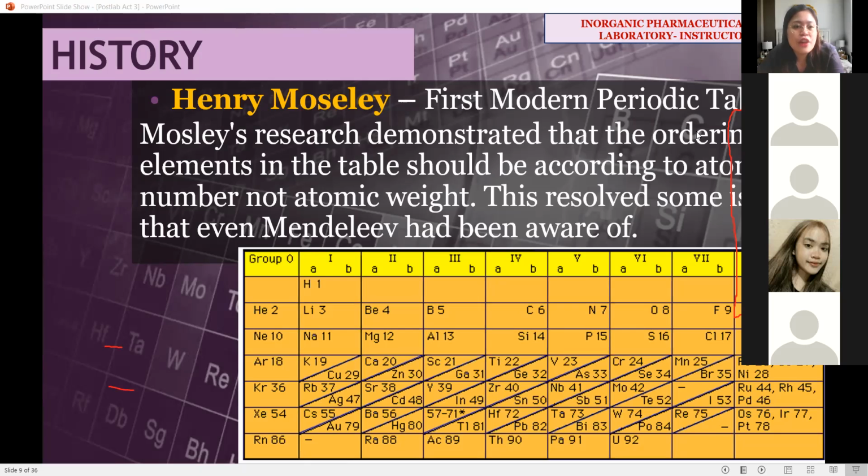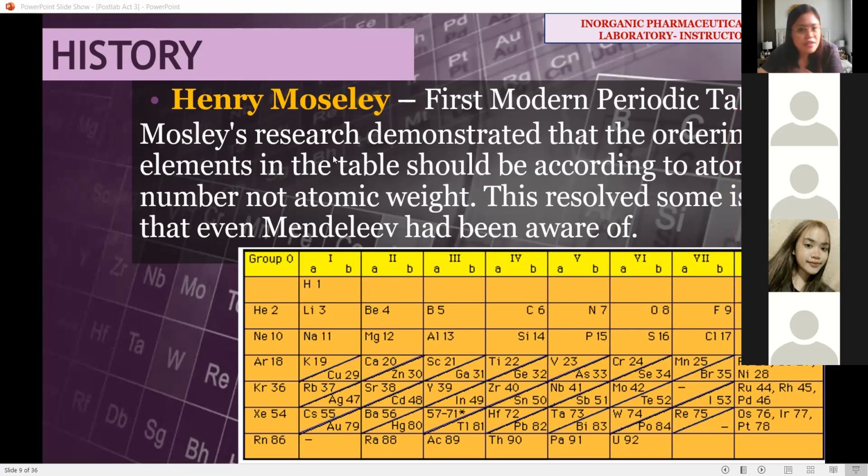And his solution was to arrange the elements in the periodic table according to their atomic number. So Mendeleev and Lothar Meyer arranged by atomic weights, but Henry Moseley arranged the elements by atomic number. And that resolved all the unclear issues encountered by the previous scientists. And that is what we use today, the modern periodic table. So actually, it was Henry Moseley who made it.